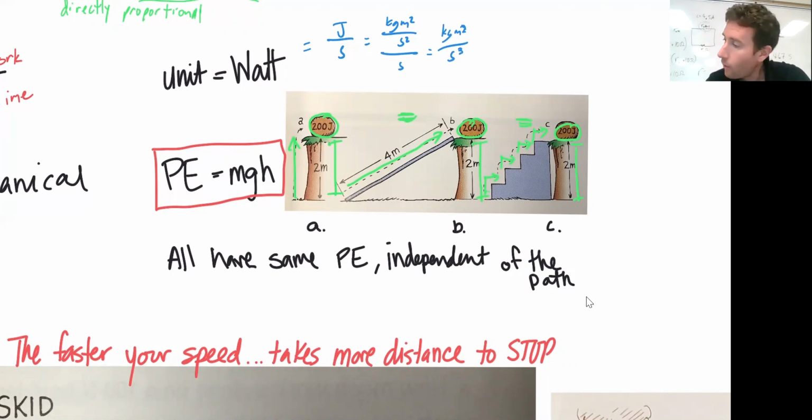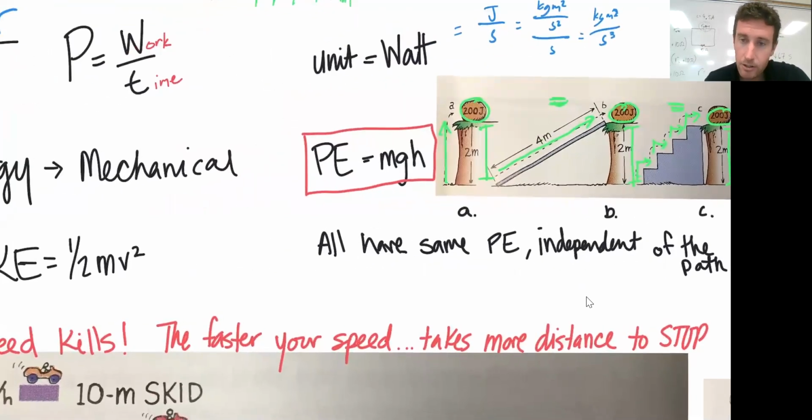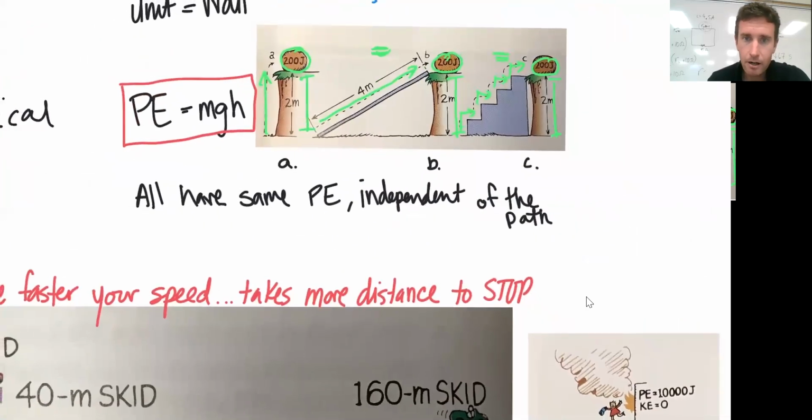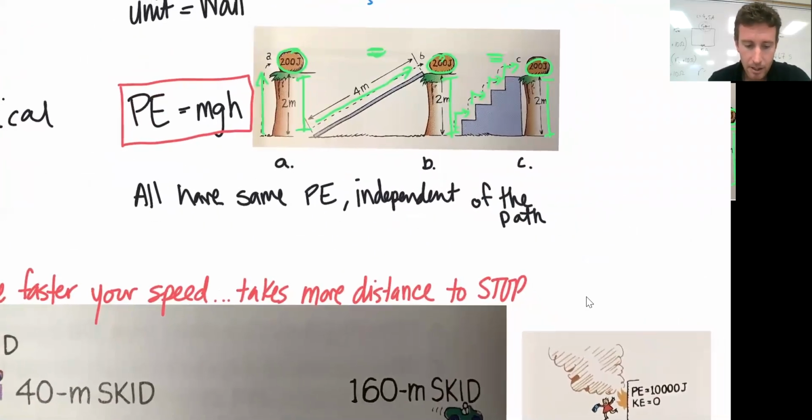All right, we have an equation for potential energy: gravitational potential energy is equal to mass times the acceleration due to gravity times the height. So the mass of the object times the acceleration due to gravity, 9.8 meters per second squared, times how high were you able to raise it. And this note down here is that up here in A, B, and C, all three have the same potential energy, regardless of what their path is.